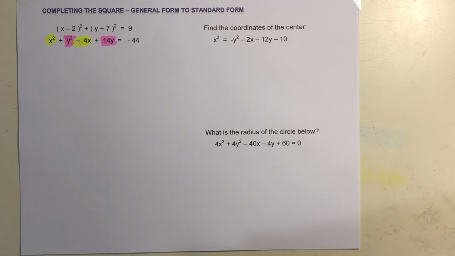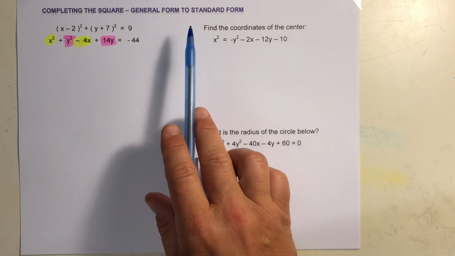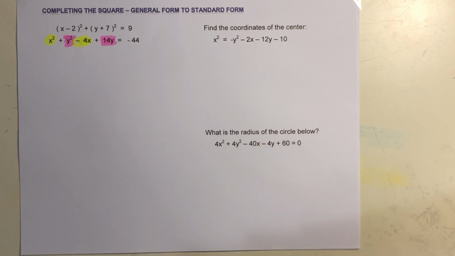Okay, everybody, welcome back. This is part two of completing the square, but basically we're talking about general form and standard form for the equation of a circle. In the last video, I know it was a little long, but we basically covered a whole bunch of polynomial review in 13 minutes. And you could kind of skip through some stuff like that.